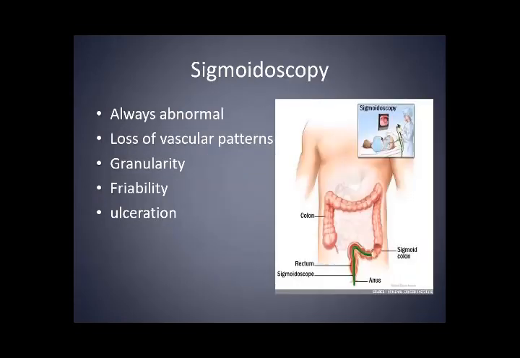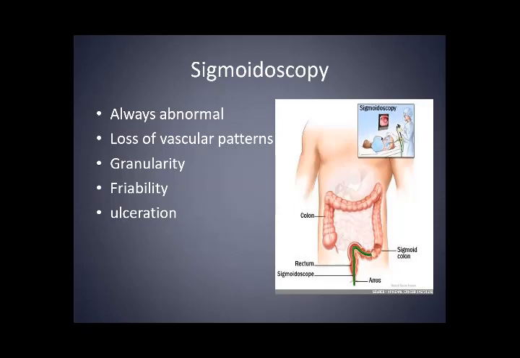Sigmoidoscopy is always abnormal. You have to go for either a sigmoidoscope or a fiber optic colonoscope to see the macroscopic picture of the colon, and at the same time you can take the biopsy. As we already discussed the endoscopy picture, there may be an area of granularity, hyperemia, and then you can have superficial, even touch bleeding leading to ulcer formation and spontaneous bleeding.